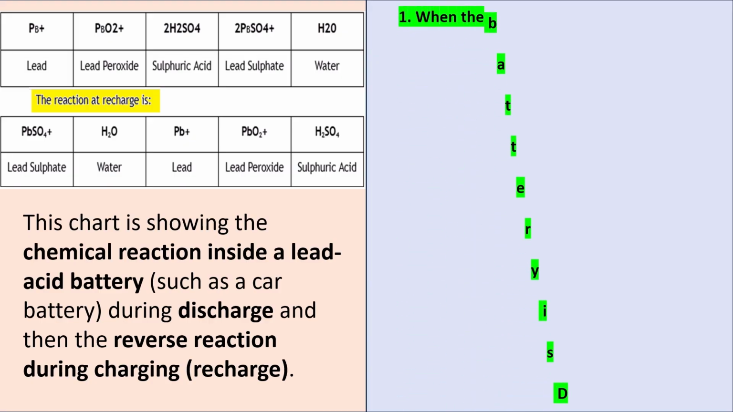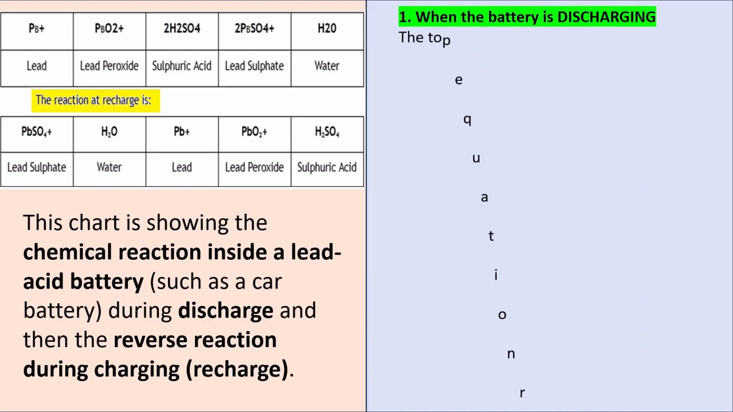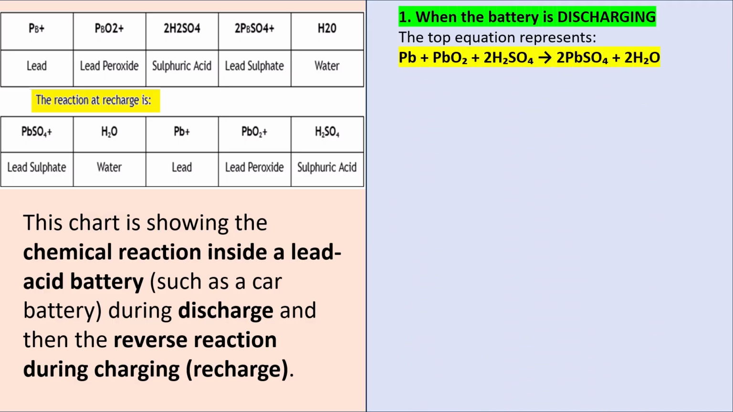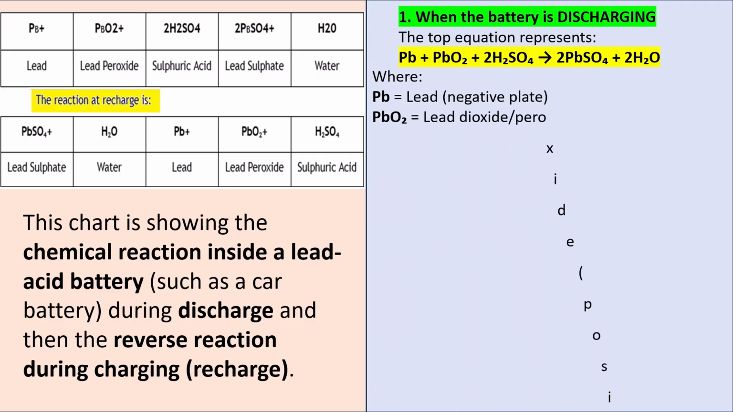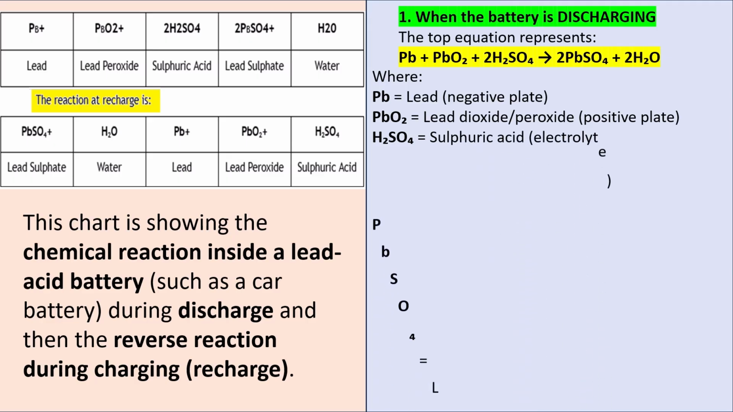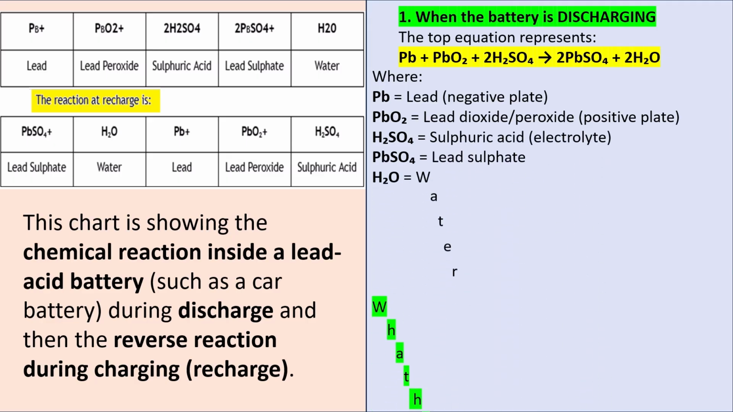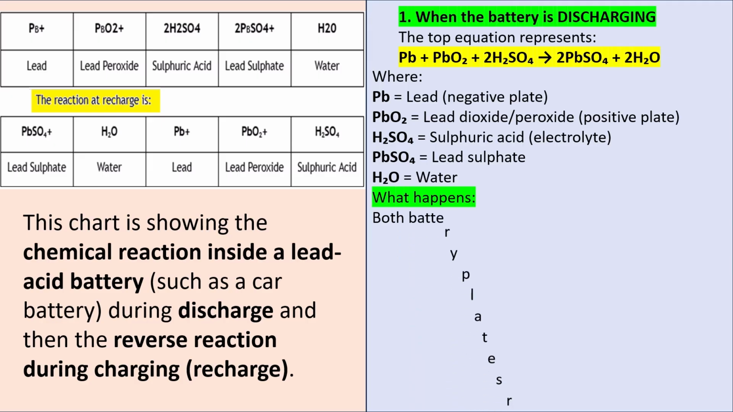When the battery is discharging, the top equation represents Pb plus PbO2 plus 2H2SO4 to 2PbSO4 plus 2H2O. That is the top equation. Where Pb is the lead negative plate, PbO2 is the lead dioxide peroxide positive plate, H2SO4 the sulfuric acid electrolyte, PbSO4 the lead sulfate, H2O is water.